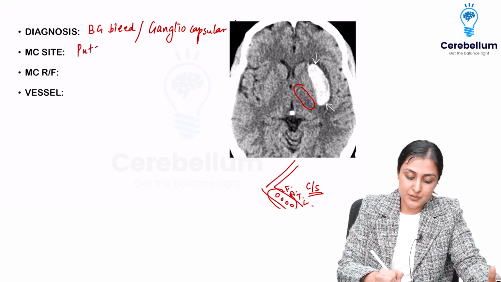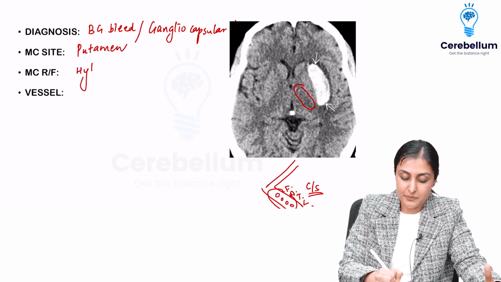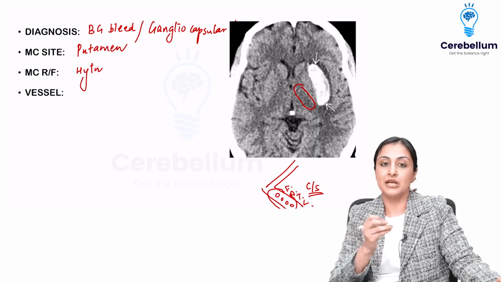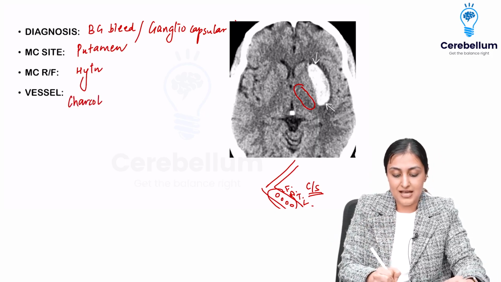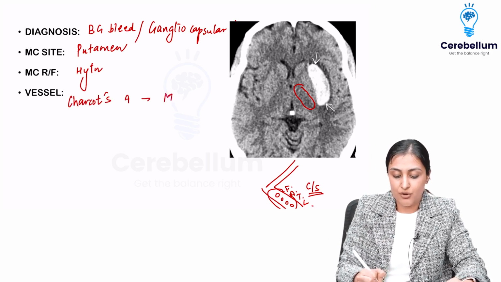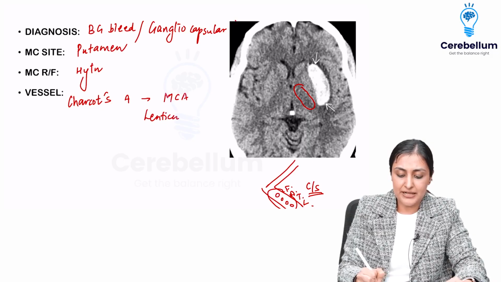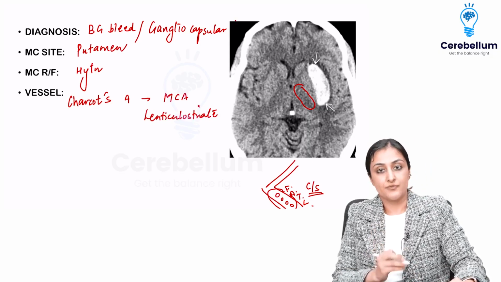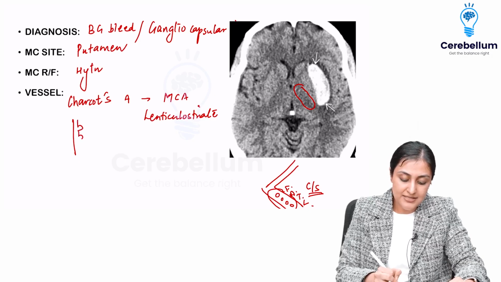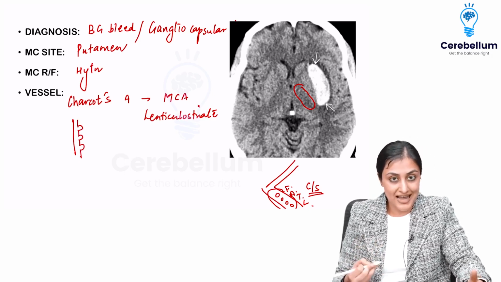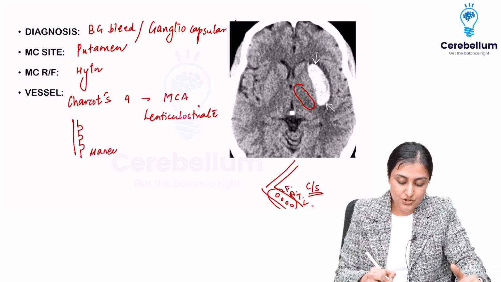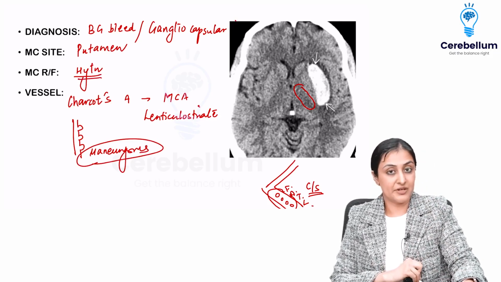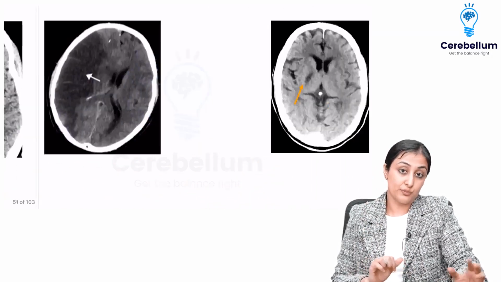And the most common site is the putamen here, and this tends to affect patients who have hypertension. So the most common site of hypertensive bleed is the putamen, and the vessel is called the Charcot's artery. The Charcot's artery is a branch of the MCA. It is the lenticulostriate branch of the MCA that supplies this part of the brain, and that can rupture here. So what happens is this artery has these small Charcot-Bouchard aneurysms. So Charcot artery, Charcot aneurysm. These are microaneurysms which form, and they tend to rupture if there is a spike in the hypertension. So that is what is very, very important for putamenal bleed.